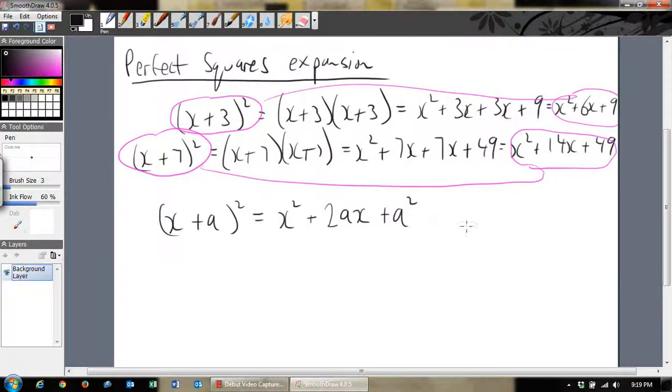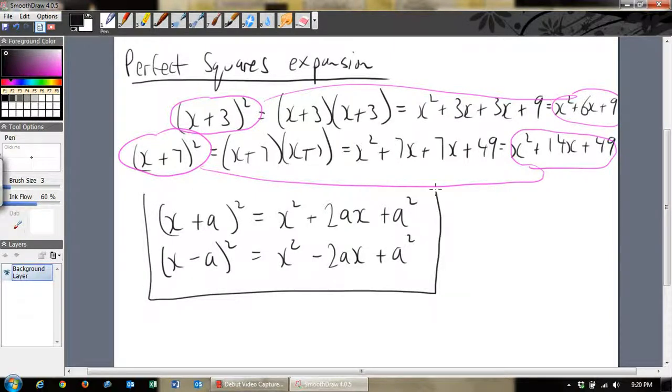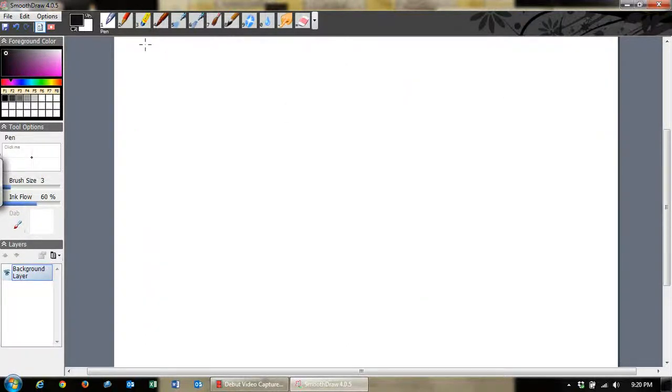Okay, so that is your perfect square expansion. And similarly, if we've got x minus a all squared, that's equal to x squared minus 2ax plus a squared. So please note the difference between those two, but these are your perfect square expansions. Remember that perfect squares means just something times itself.